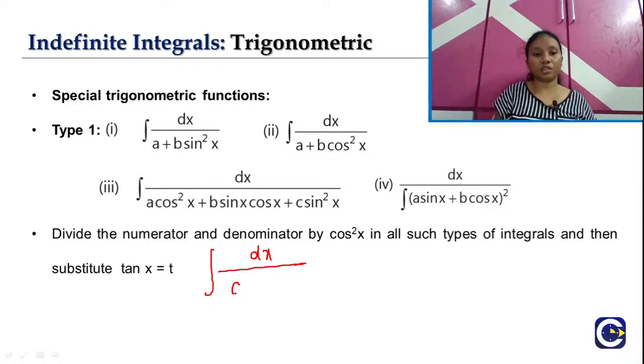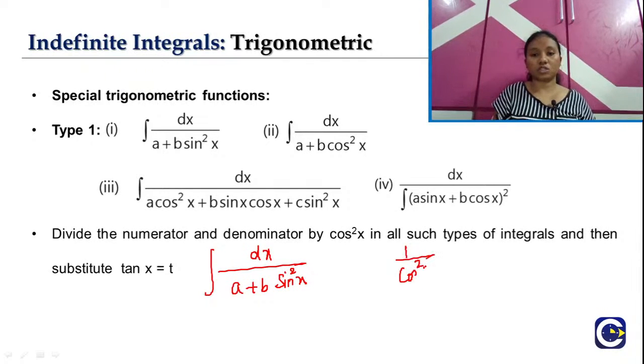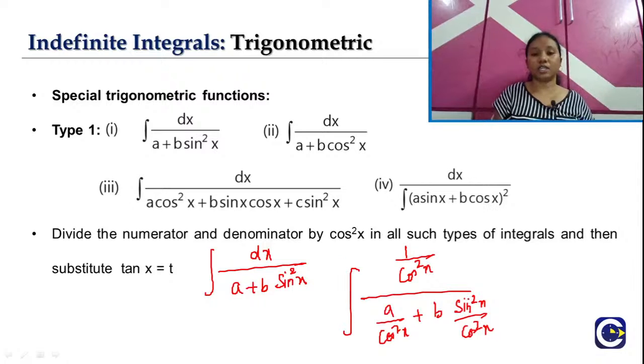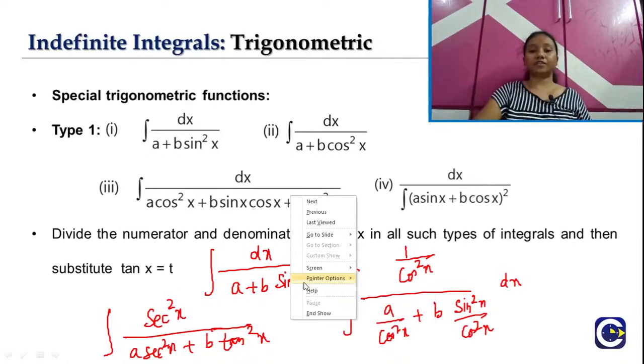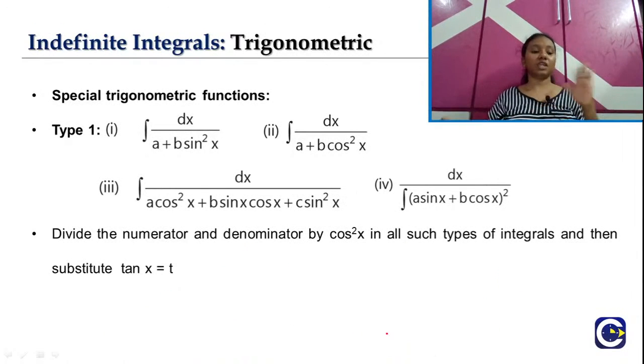If we have dx by a plus b sine square x, we divide by cos square x, so it will be 1 by cos square x divided by a by cos square x plus b sine square x by cos square x, integration dx. What is 1 by cos square x? That can be written as secant square x, divided by a secant square x plus b tan square x, right? Which means our entire trigonometric function turns out to be in terms of tan, and when we differentiate tan we get secant again, so it turns from the sine function to tan and secant functions. So this is our first type of special trigonometric function.